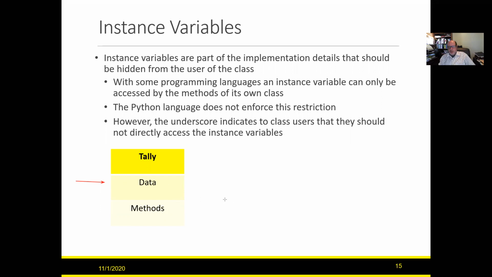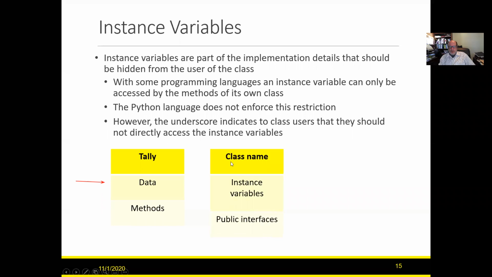Now, let me get back to this. We're going to have our class name. We can use that UML for designing our classes. We have our instance variable, and we have our public interface. So for a tally, we have the number that we have for the actual tally, which is private, and then we're going to have the methods that can access this.